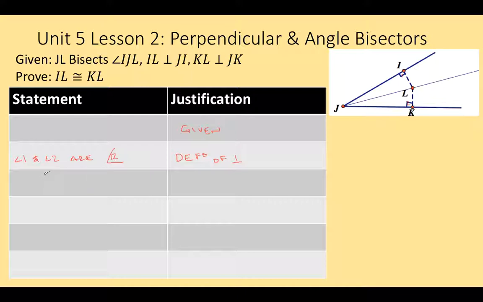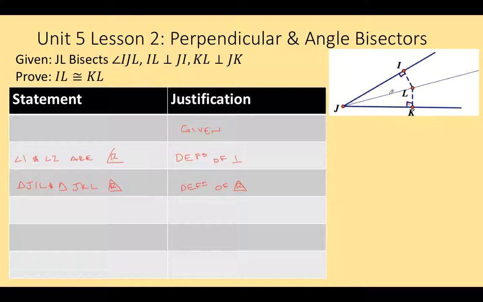And now because I know that I have right angles, I know that I have right triangles. So I'm going to say triangle JIL and triangle JKL, the two triangles over there, are right triangles. How do I know they're right triangles? Well, again, by the definition of right triangle. The definition being they've got a right angle, and that's what I said right up here. All right, now that I have that, I just need to find two parts.